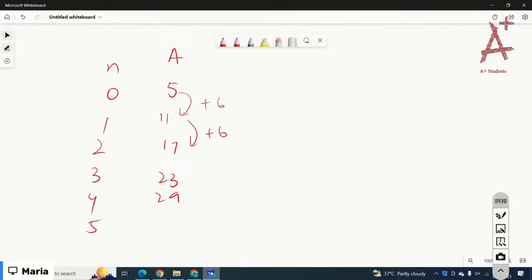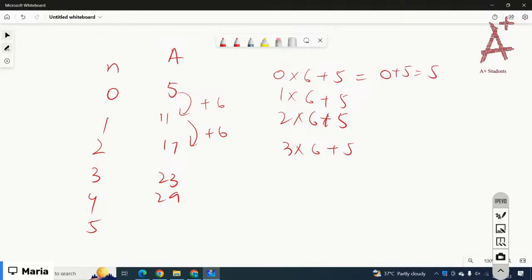So the pattern is increasing by 6, right? So it would be 0 times 6 plus 5, 1 times 6 plus 5, 2 times 6 plus 5, 3 times 6 plus 5. Let's just evaluate. 0 times 6 is 0 and 0 plus 5 makes 5. For 1, 1 times 6 is 6 and 6 plus 5 makes 11. Then 2 times 6 is 12 and 12 plus 5 makes 17.